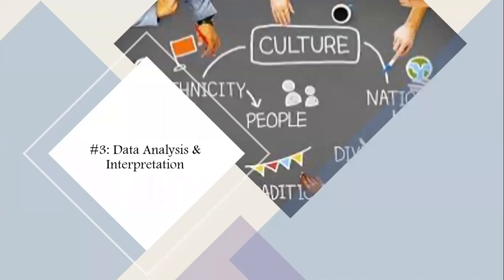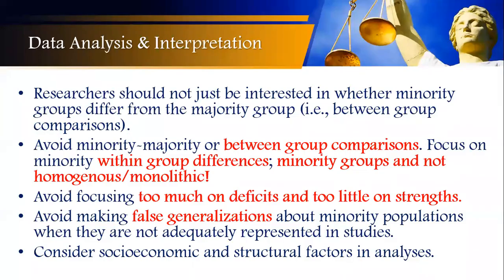Now let's talk about data analysis and interpretation. Researchers should not just be interested in whether minority groups differ from the majority group. This would be between group comparisons. We often see in research studies where researchers will compare minority groups to majority groups, and this is what we call between group comparisons. If we want to be culturally competent in our approach to research, then we would want to avoid minority-majority, or between group comparisons, and focus more on minority or within group comparisons.